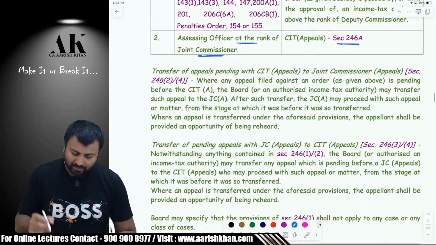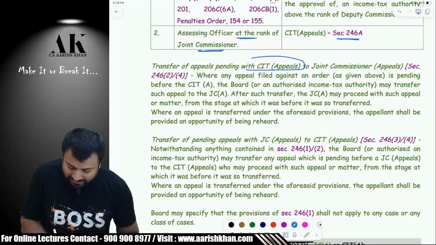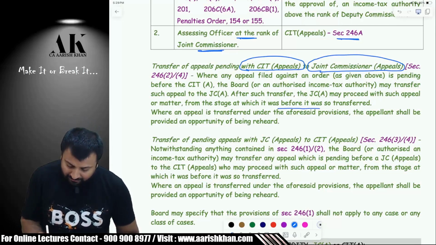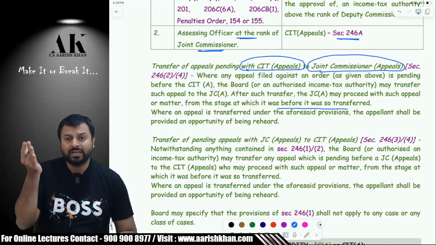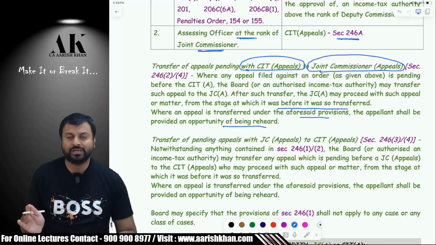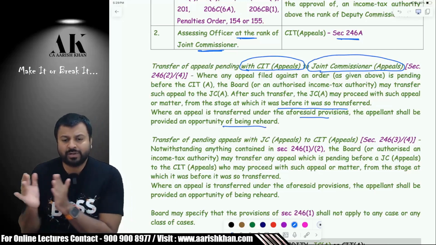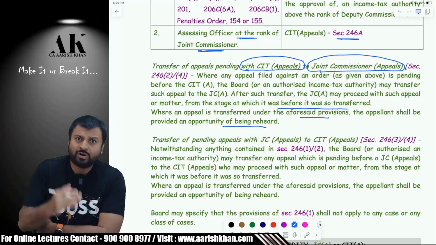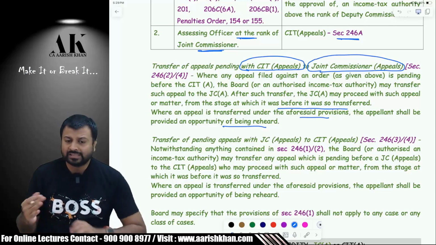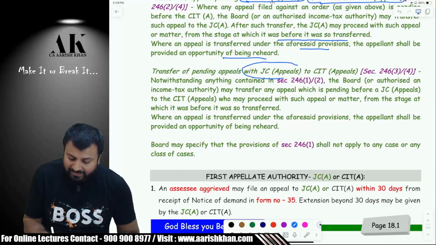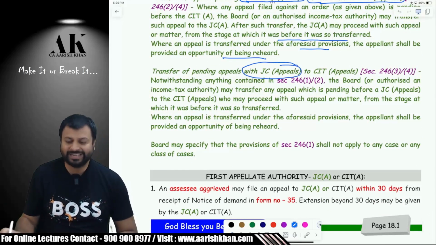Similarly, whatever pending cases are there with CIT appeal will be transferred to the Joint Commissioner. And the Joint Commissioner appeal will continue the matter from where it was left by the CIT appeal. It will also give an opportunity of being heard to the assessee. So all the pending cases will also be transferred to the Joint Commissioner if the order is passed by the AO below the rank of Joint Commissioner. Similarly, there can be a transfer back of the case also.